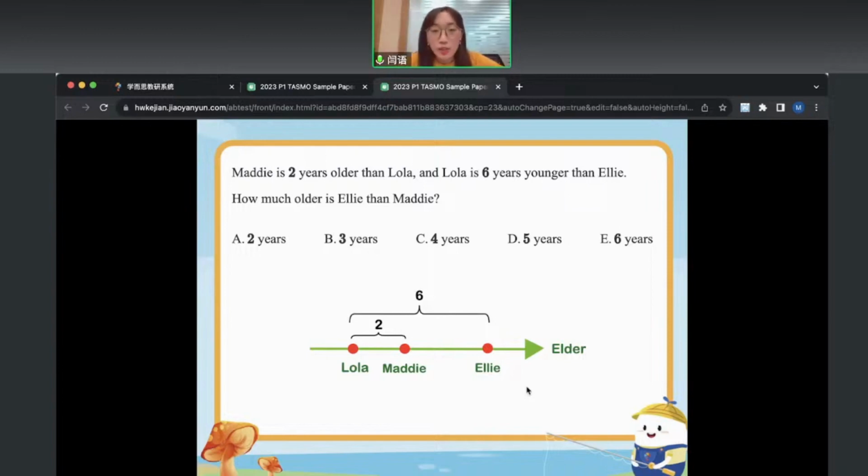Okay, so here again, try to label that. The difference between Lola's age and Ellie's age is 6 years. And what is the question asking us? How much older is Ellie than Maddie? How much older is Ellie than Maddie? 一定注意啊，we are comparing Ellie and Maddie. In other words, we try to figure out for the red part. What is the difference here? Now you see that for the bigger one is 6 and for the smaller one it is 2. So what is the difference here? The difference is 4. Okay, so here we choose C.